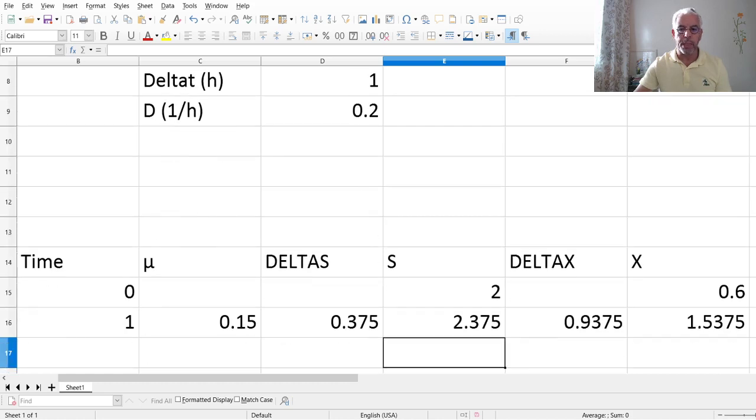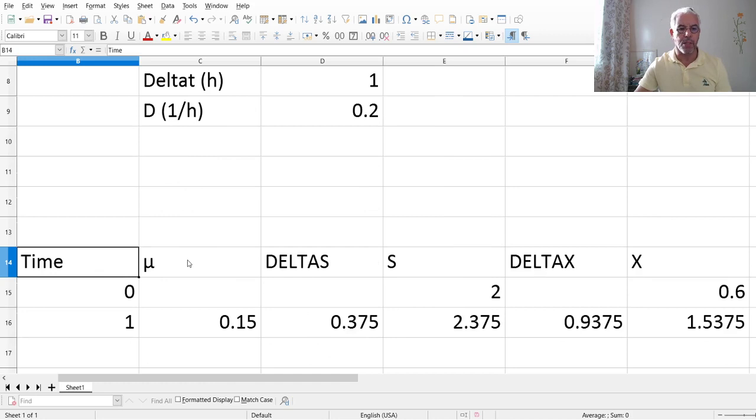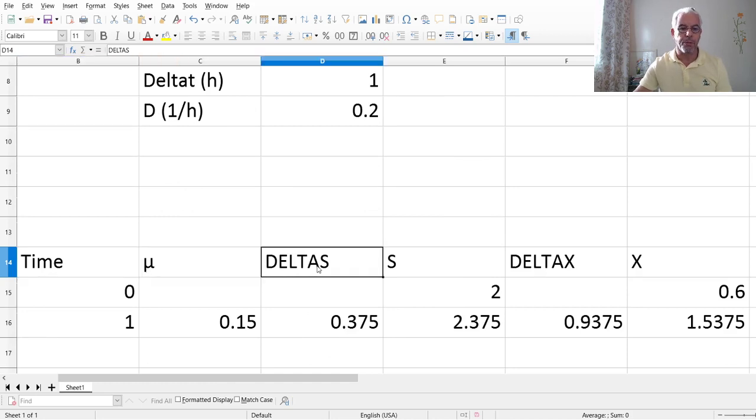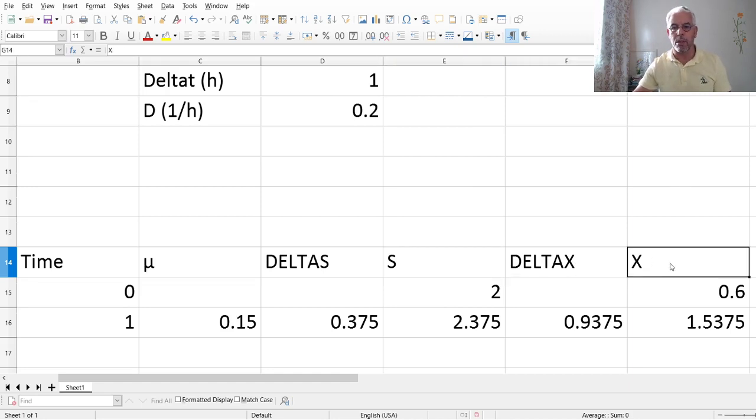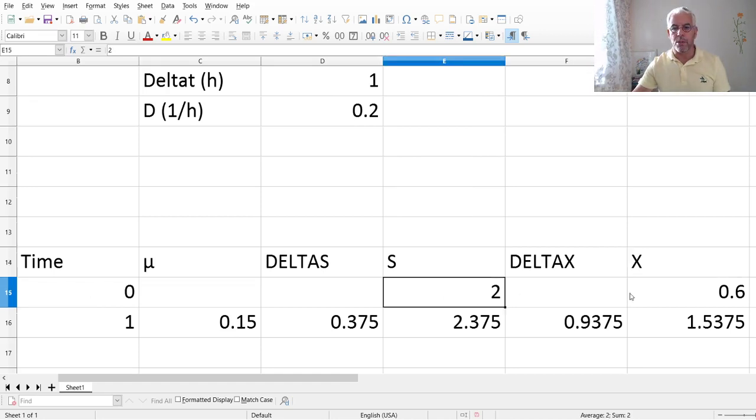Once we did that, we can create columns, one column for time, like I showed before, one for mu, one for delta S, one for S, one for delta X, and one for X. We start with time t equals 0. We're going to give initial values for S and X. We can use whatever we want for these values, so I'm just putting 2 here and 0.6.